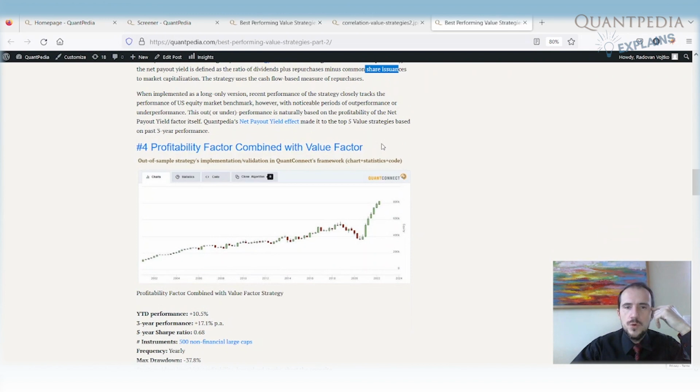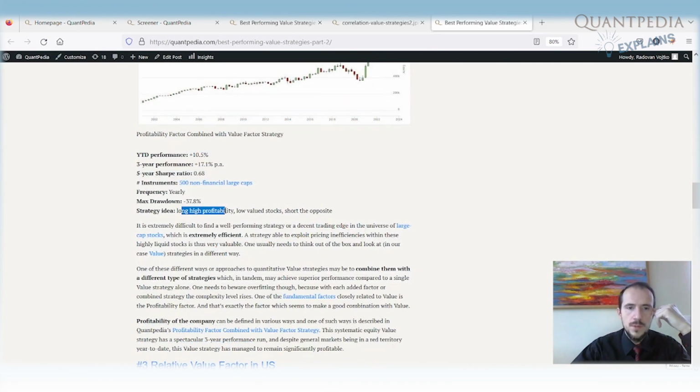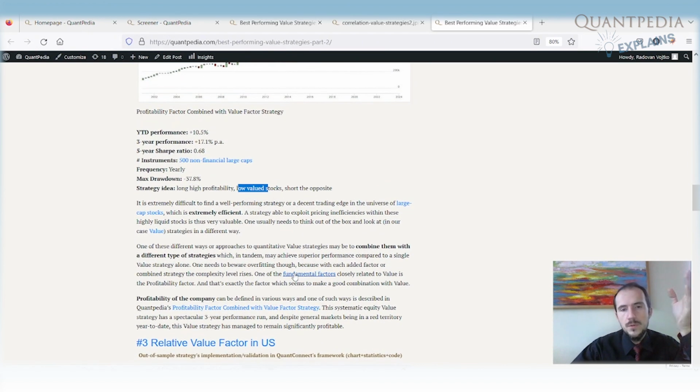So then another one is the profitability factor combined with value. We go long highly profitable and low value stocks, and we short the opposite. So we short low profitable stocks that are highly expensive. So we combine the value with another type of fundamental factor. In this case, it's profitability. It really makes sense when we buy stocks that are not just cheap from the book to value perspective, but are also highly profitable. And we are shorting the stocks that are not profitable at all and that are really expensive.